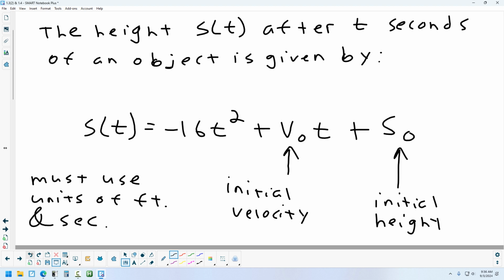So it makes a difference if you're standing on top of a building and you throw something versus if you're on the ground. If you already have 200 feet of height because you're on top of something, it's going to have more time to go further because it started up higher. Okay, but that's the formula for projectile motion.